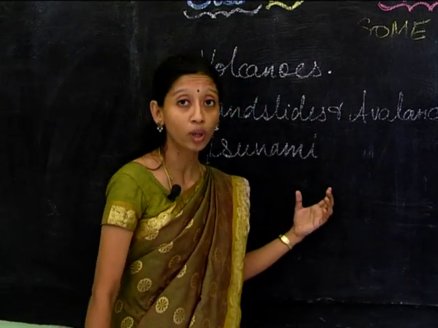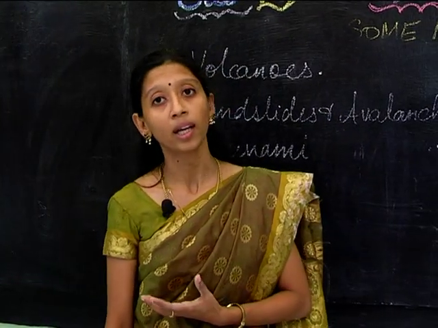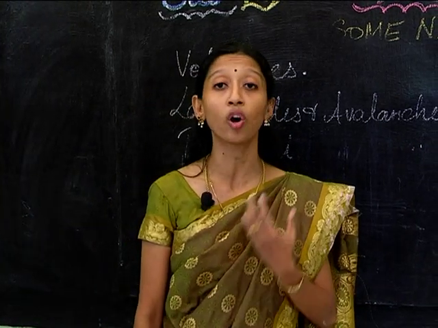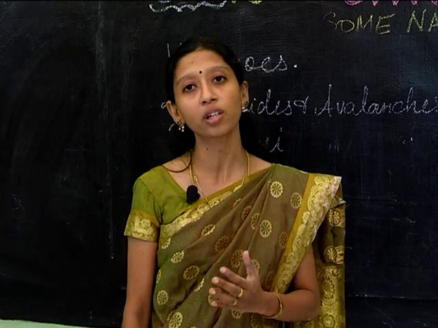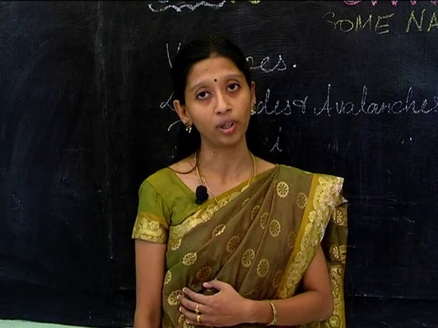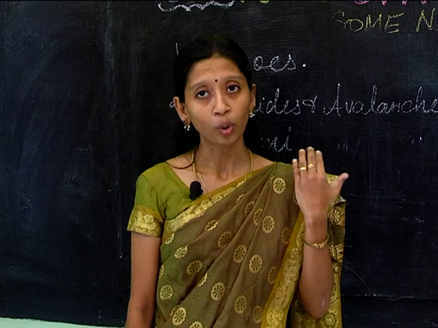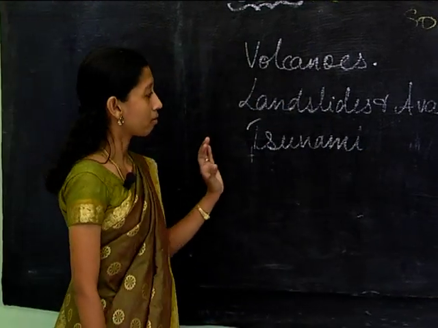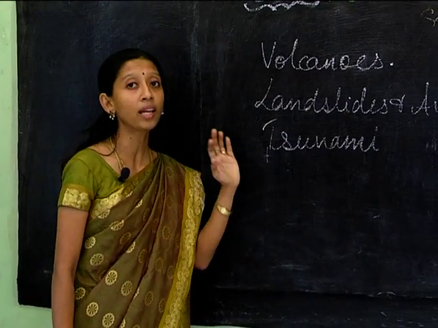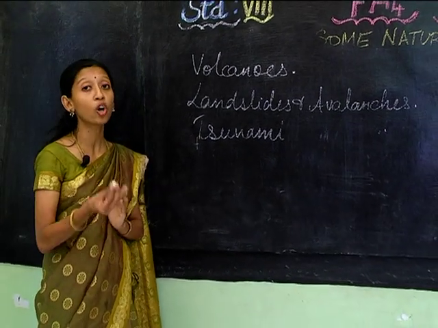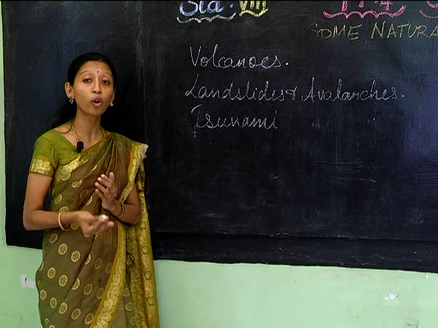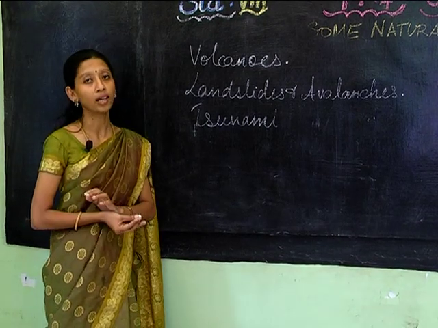What is the cause of a tsunami? A tsunami happens due to some explosion or earthquake under the sea. It causes a lot of destruction to life and property. So, we have to be careful. I am repeating once again, tsunami is a Japanese word meaning harbor wave. It is caused by explosions or earthquakes which occur under the sea.